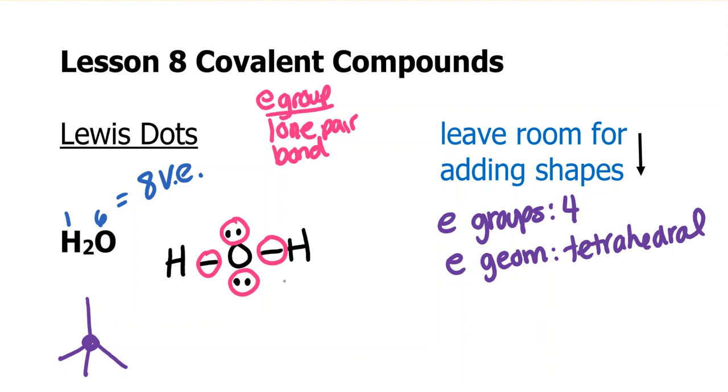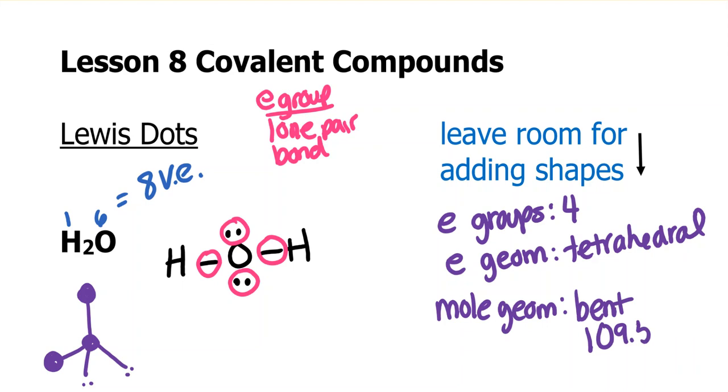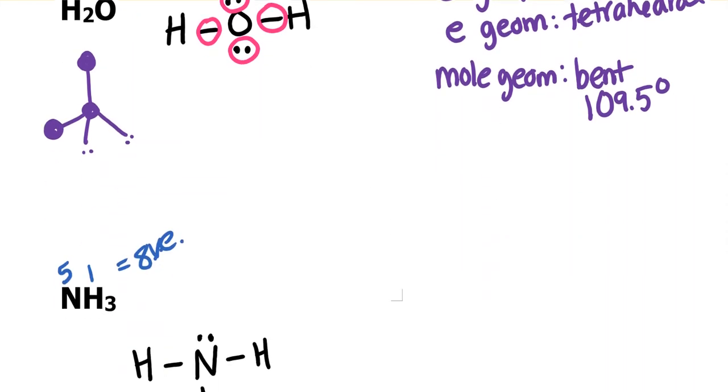Okay, and then on this one, when we do the molecular geometry, we are only looking at the atoms. So this one has 2 lone pairs and 2 atoms. So I'm going to put an atom there, and these are my lone pairs. So the electrons are tetrahedral, but the molecular geometry is just this part with the atoms. So we call this bent, and this one is 109.5 degrees. Remember, there's a table on your PowerPoints that gives you these different names. You're going to have to memorize those names.